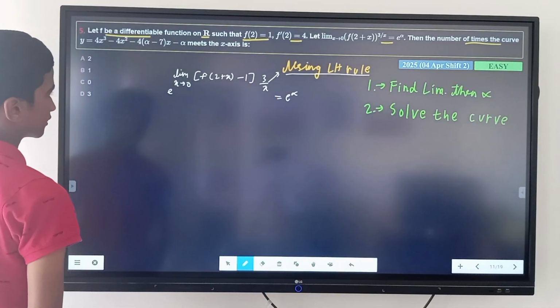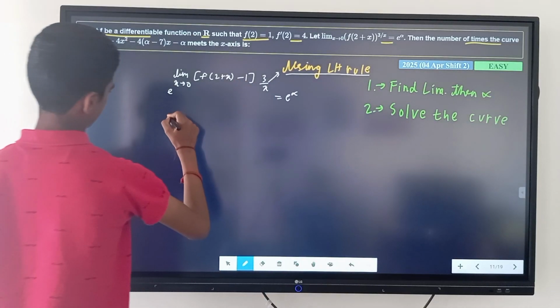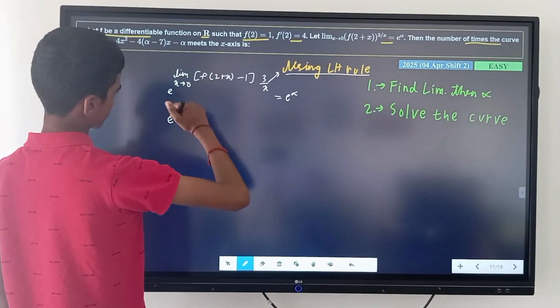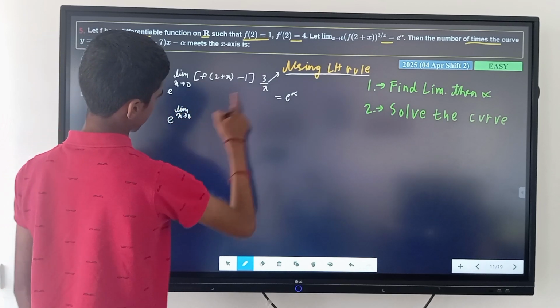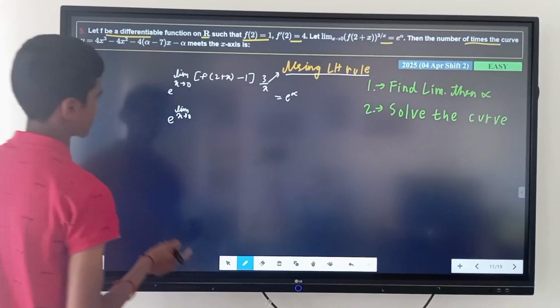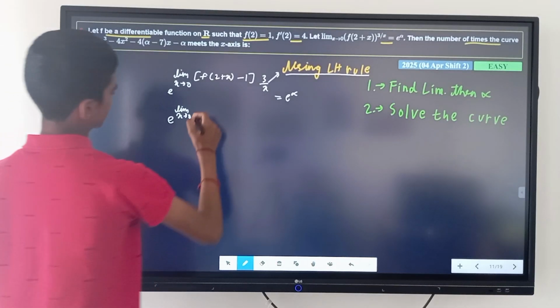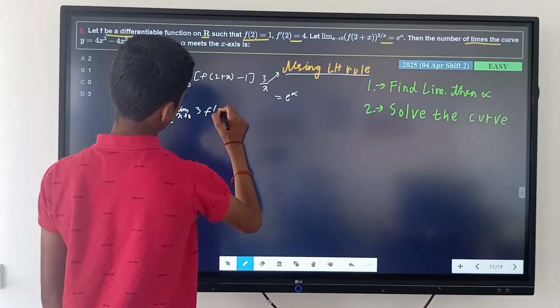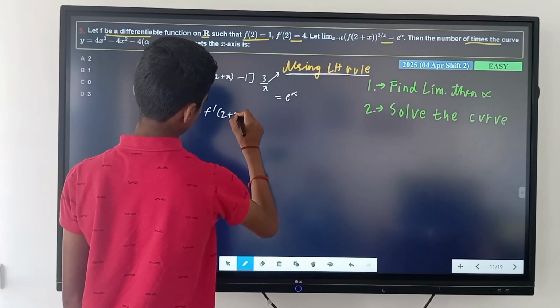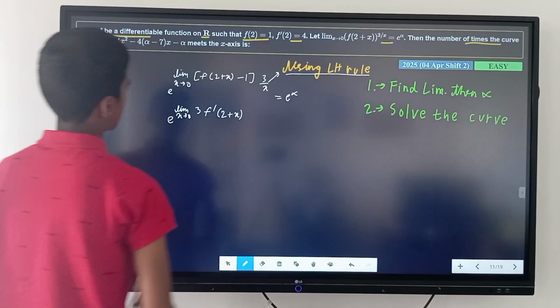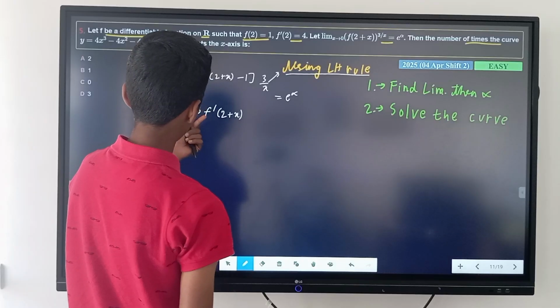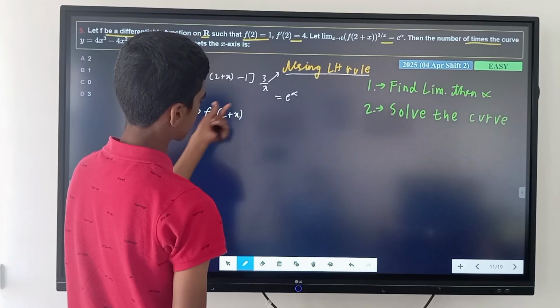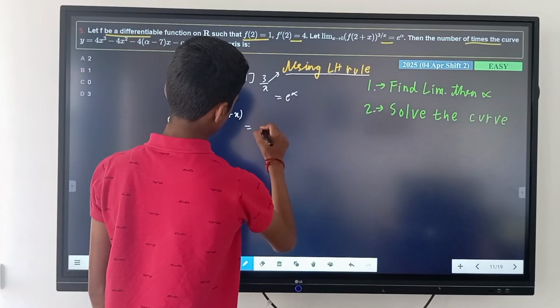So here we are going to use the L'Hopital rule. We will get e, differentiate numerator and denominator, so we get limit x tends to 0. Derivative of x is 1, so denominator is 1. Numerator will be 3 f dash 2 plus x, and minus 1, derivative of minus 1 is 0. Now when we put 0 inside, we will get 3 times f dash 2.